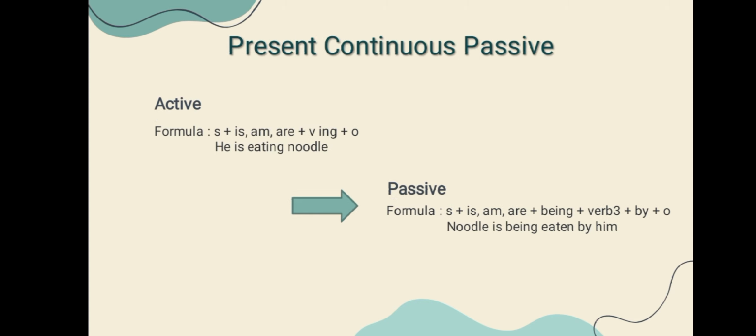Present continuous passive. The active pattern is subject plus is, am or are plus verb-ing plus object. So in a sentence it's going to be he is eating noodle. And then the passive pattern is subject plus is, am or are plus being plus verb 3 plus by plus object. Noodle is being eaten by him.